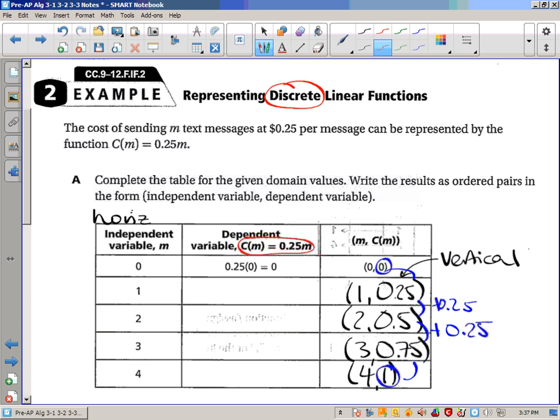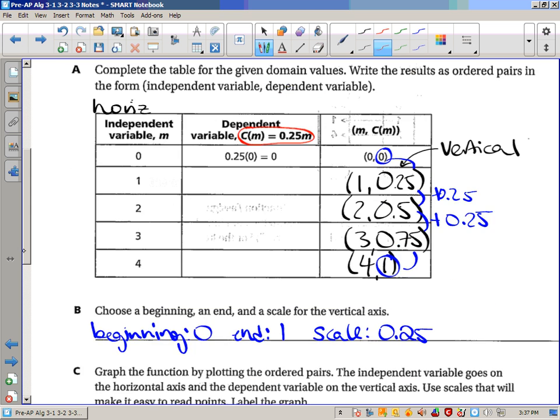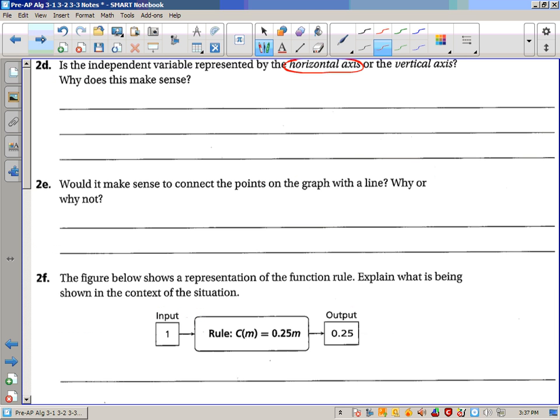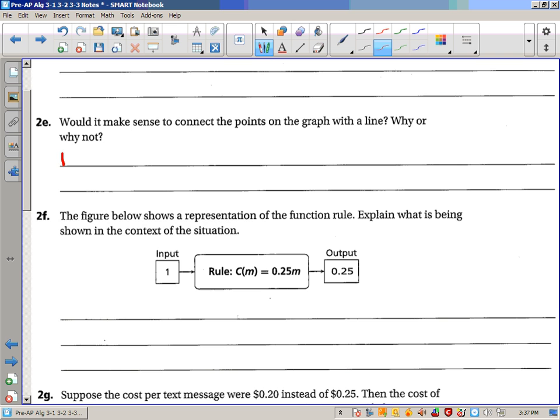Discrete means individual data points. The opposite of discrete would be continuous. Continuous would be a function that we could connect the dots with a line. So keep that in mind. So this would be no, because you cannot send a part of a text.